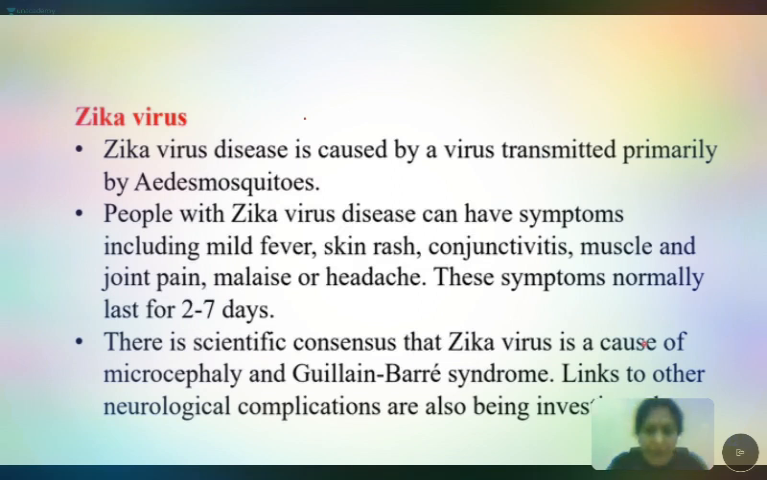If you did not watch them, then go through them, because in that I covered Zika virus and Ebola virus vaccines also, not only COVID-19 vaccines. So you can go through that. Okay, so this is Zika virus. There is scientific consensus that children can suffer from microcephaly and other nervous system related diseases. Clear?